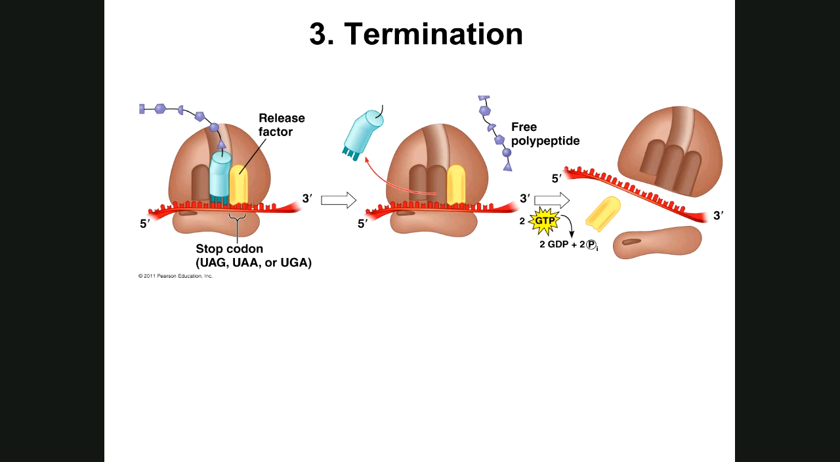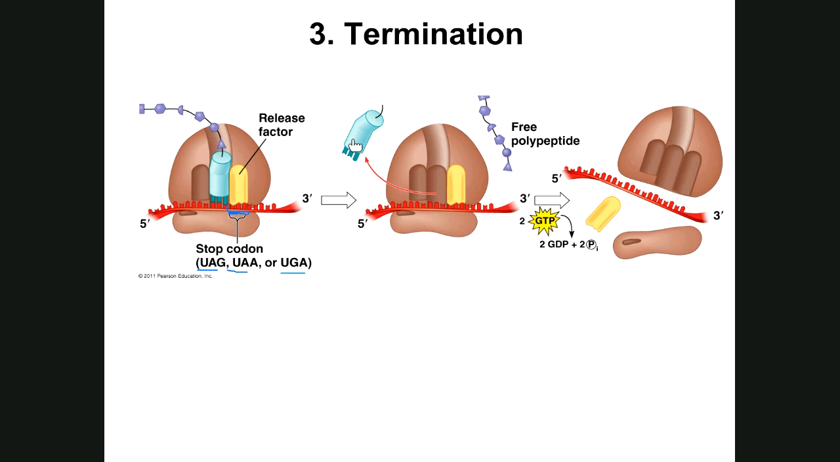So I said before, make sure you know the three stop codons. These are the three stop codons. You will not find all three of these at the same time in the same molecule of mRNA. You will find only one of these three in the mRNA. And that's what they're trying to show you right here. We have a stop codon that has entered the A site. Listen to me carefully.